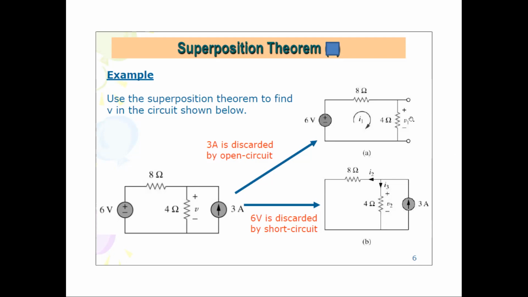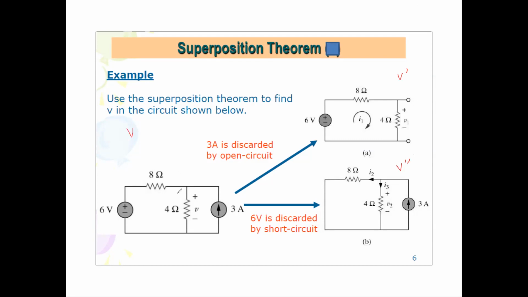For the first circuit, you will obtain the voltage across the 4 ohm resistor due to the contribution of the 6 volt source. We define it as V1, or sometimes in other notes V prime. The second circuit, you will obtain V2. This V2 is the voltage drop across the 4 ohm resistor due to the contribution of the current source. Sometimes it is also called V double prime.